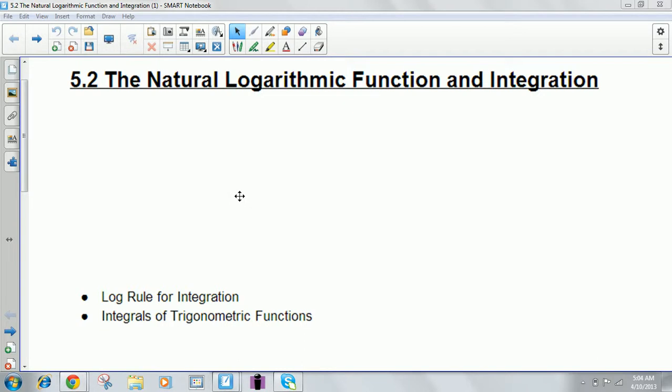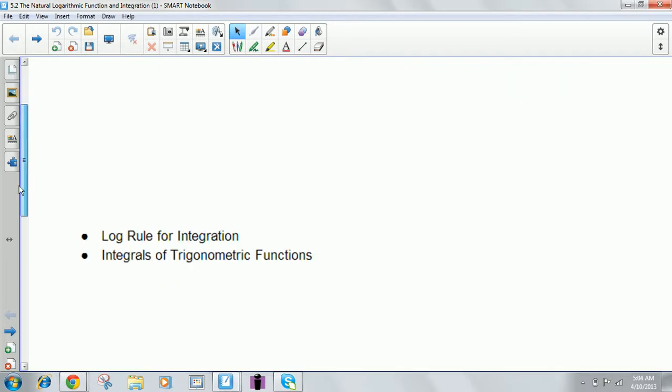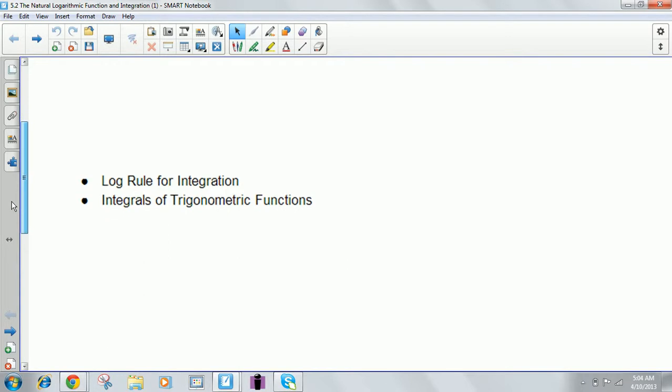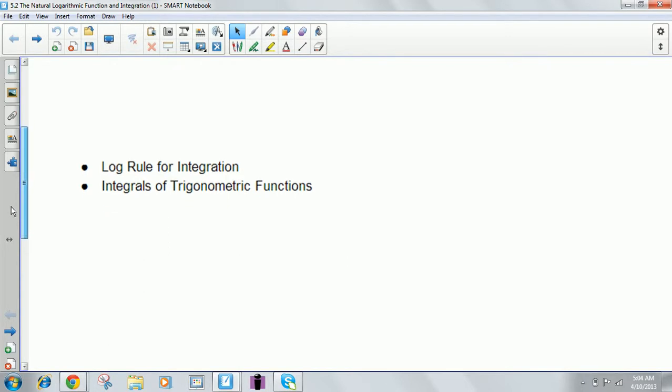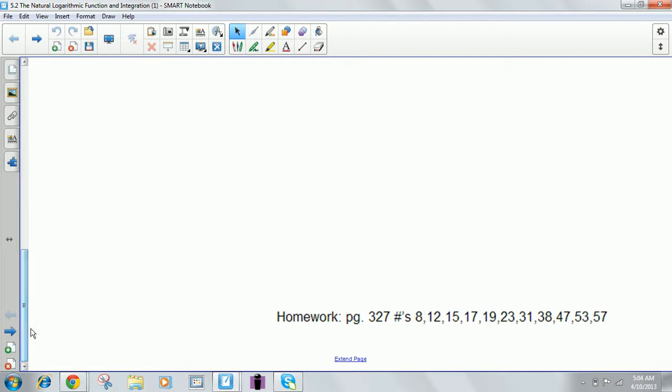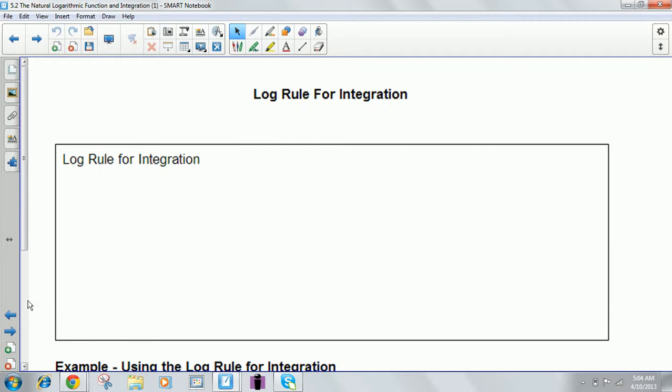Anyway, we're talking about the natural logarithmic function and integration. So we're looking at the log rule for integration, and then also integrals of some trigonometric functions here. And then your homework is here at the bottom. Try that after you do these notes. Just try the homework and let me know if you have any questions on that.